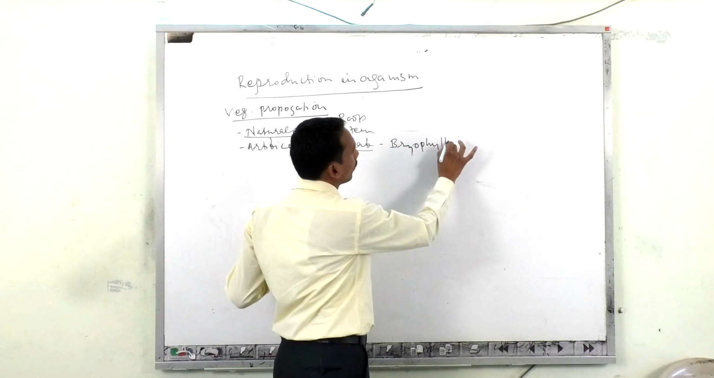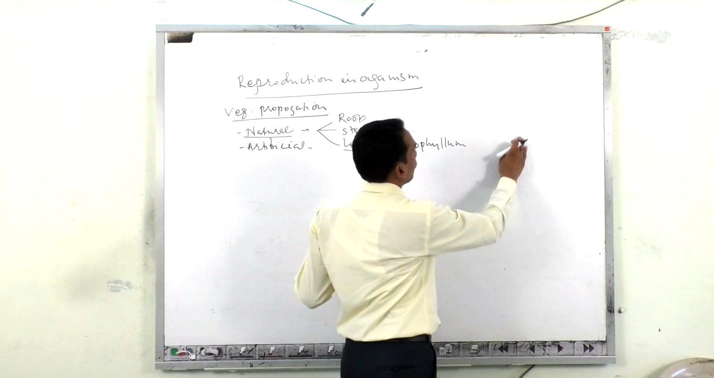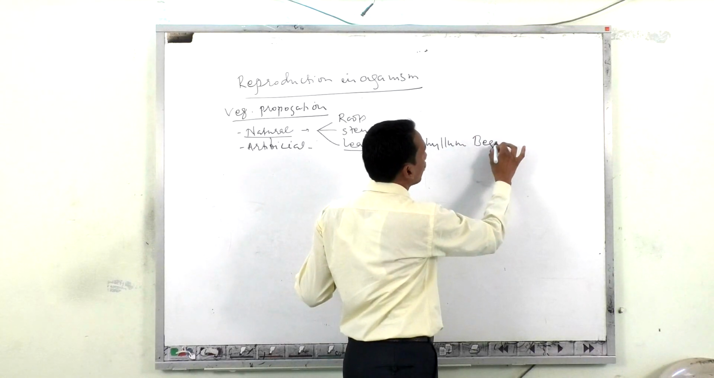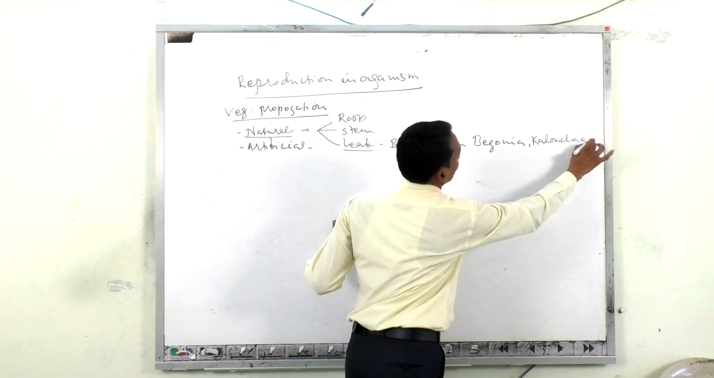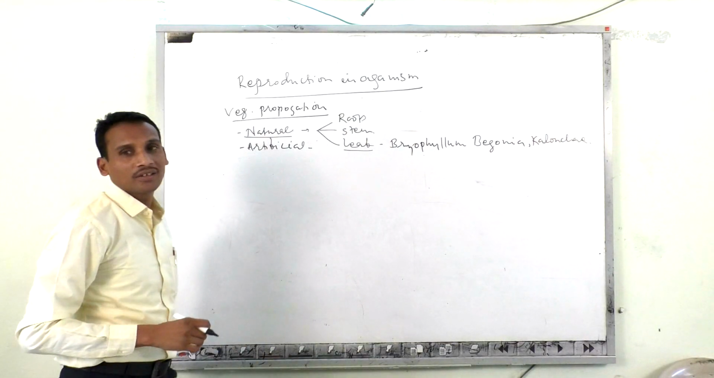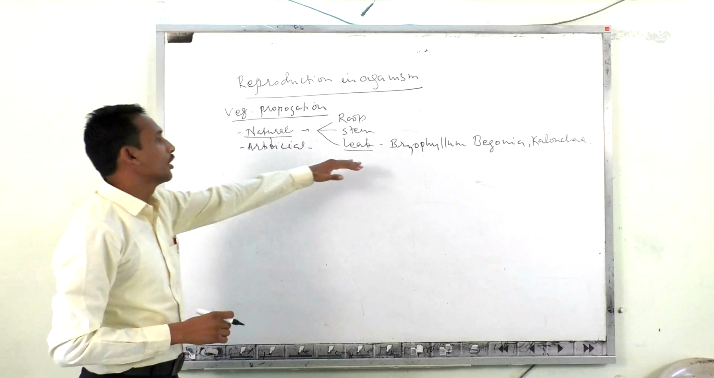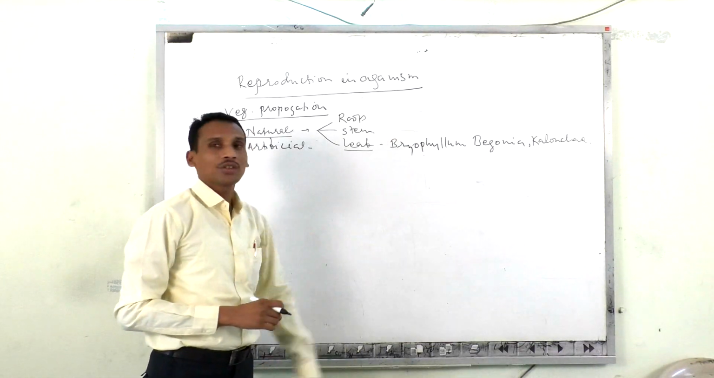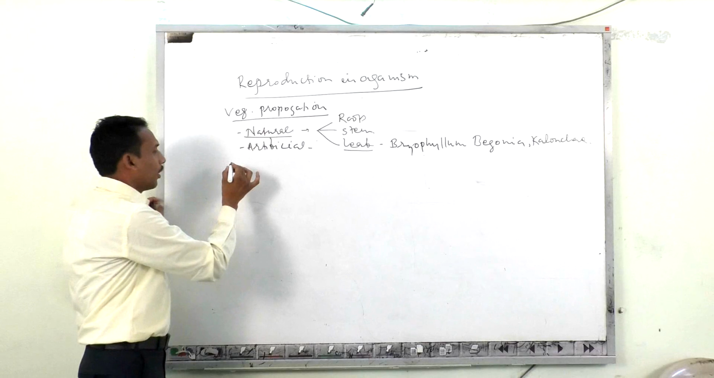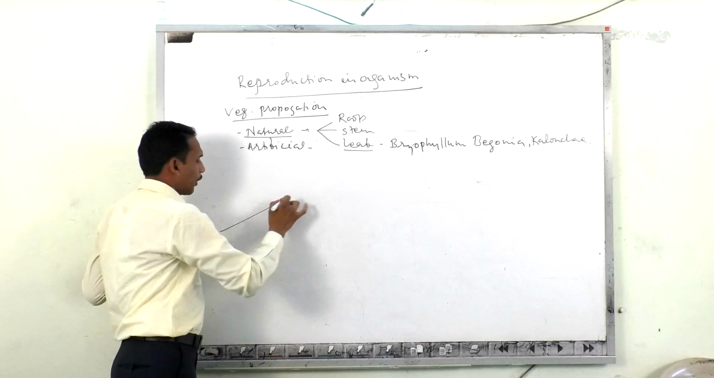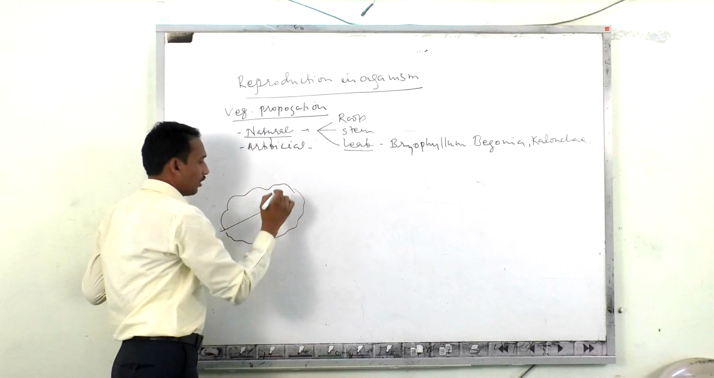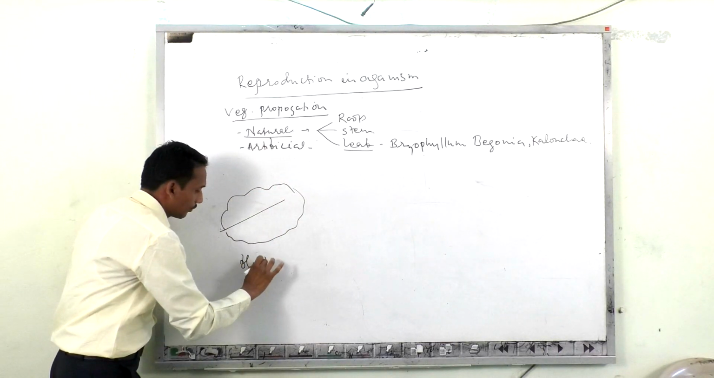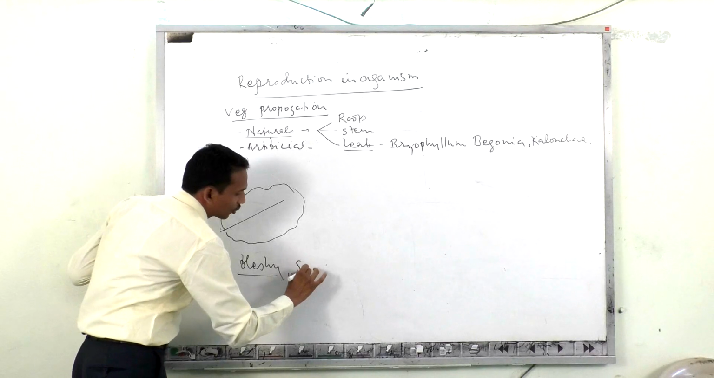Bryophyllum, then Begonia plant, Calocea plant, these are some examples of leaves by which vegetative propagation is observed. What happens in the bryophyllum leaf? Such a leaf is very fleshy, which you call succulent.